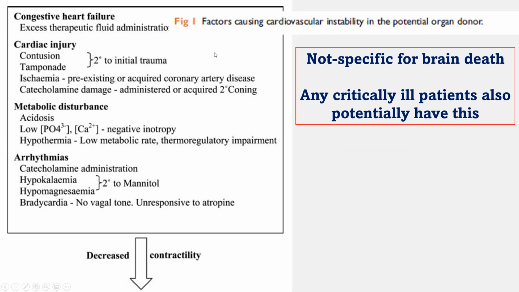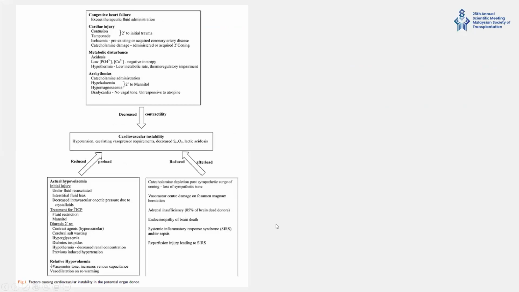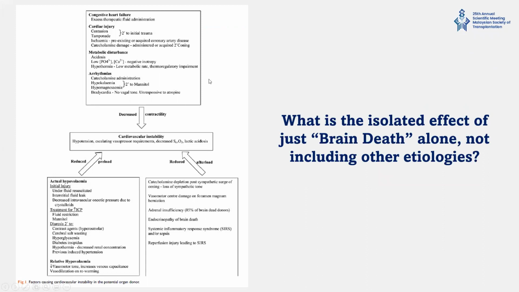So this diagram infographic is actually useful when you want to approach any critically ill patient. On top of that, it's also useful when you are treating the brain dead patient. Something like congestive heart failure, cardiac injury, metabolic disturbance, arrhythmia, all can cause decreased contractility, which you can detect by a simple echocardiography. Talking about hemodynamic instability, because it is confounded by a lot of factors, including the initial injury, blood loss, hypovolemia, and so on, we should talk about the isolated effect of just brain death alone, not including other etiologies.